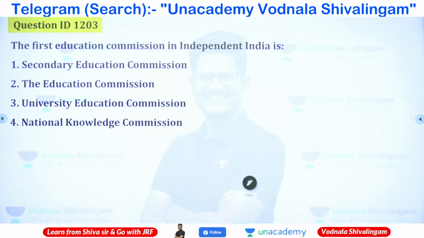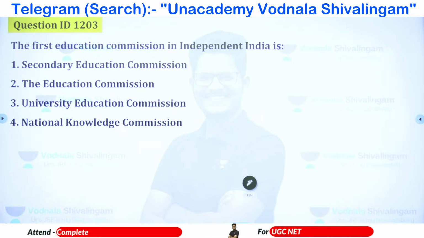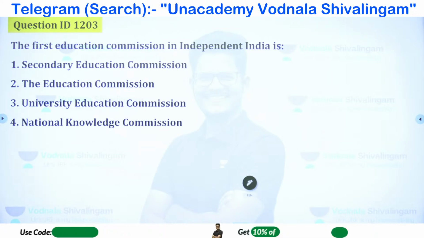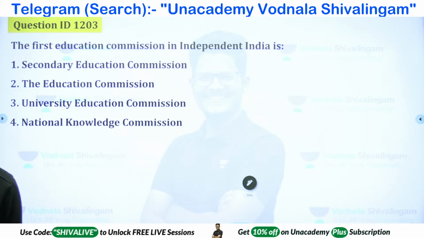The first education commission in independent India is: Secondary Education Commission, the Education Commission, University Education Commission, National Knowledge Commission. What is it?